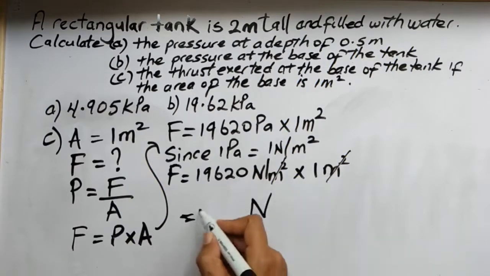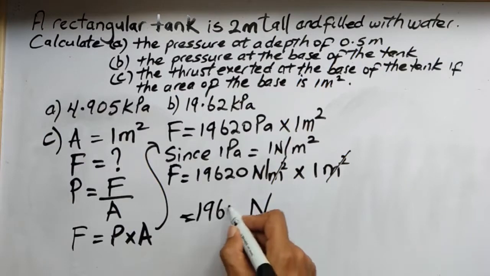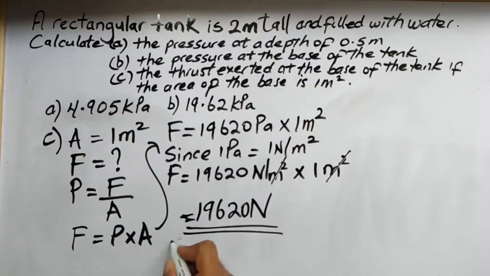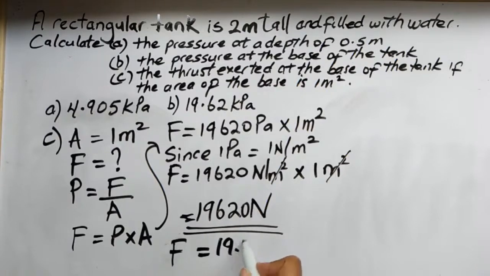19,620 multiplied by 1 will still give us 19,620 newtons. So we're going to say that this force is equal to 19.62 kilonewtons.